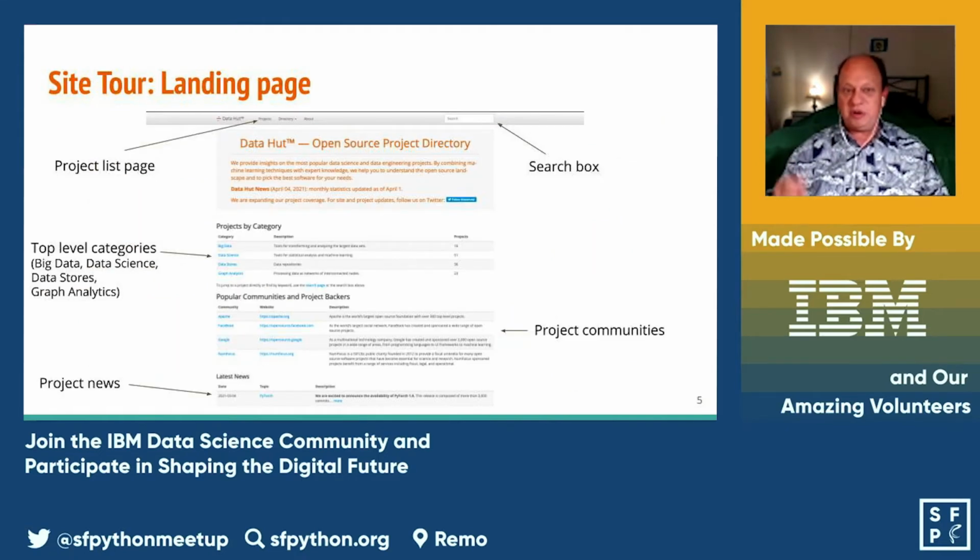Okay, so I'll go through a quick site tour, give you a sense of the site. This is a screenshot from the landing page. I'll point out a few things. Like I mentioned, we categorize projects. We have a 2-level hierarchy. The top level has 4 categories: big data, data science, data stores, and graph analytics. These are pretty self-explanatory. Data stores are things like key value databases like Redis, as well as time series databases, data warehouses, so there are a number of different subcategories in that.